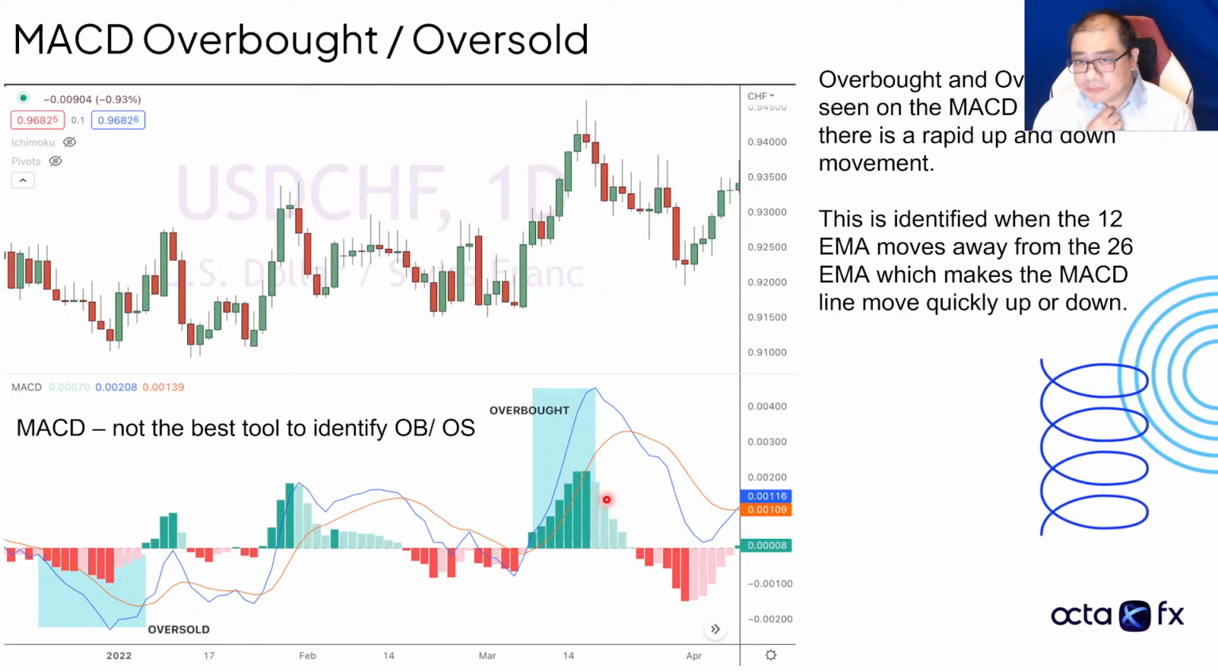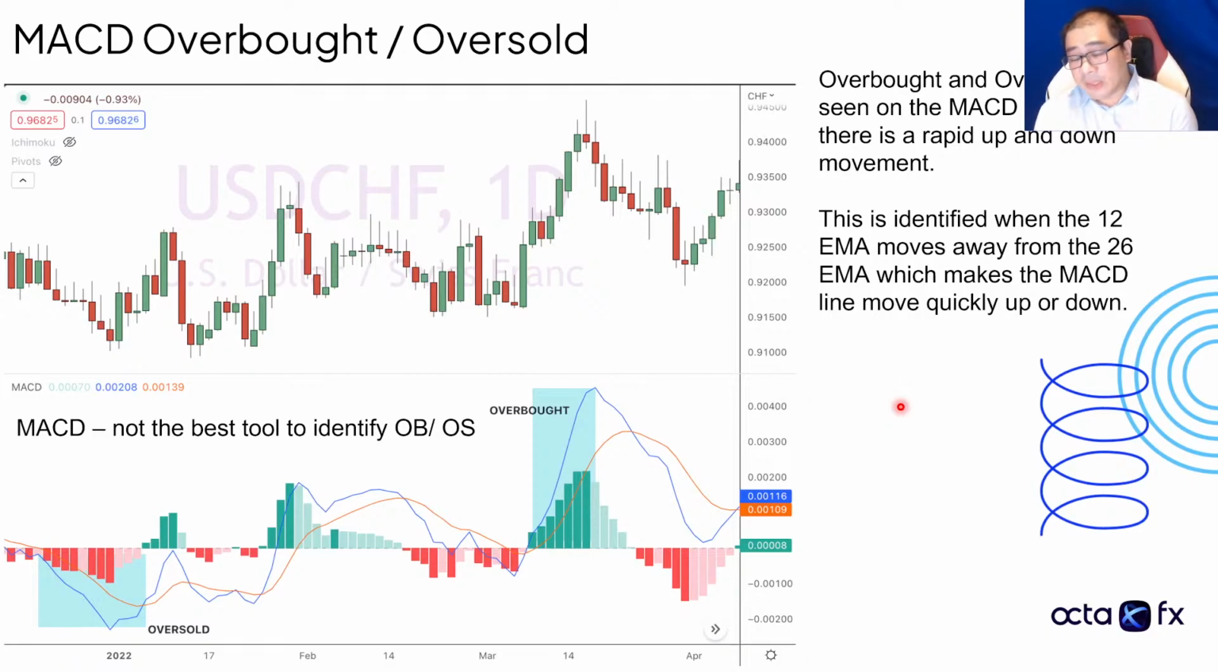Okay, the overbought or oversold condition is identified when the 12 EMA moves very quickly away from the 26. So if you draw the EMA on price and there's a rapid jump up, then you'll know because the MACD line moved very quickly to the upside or to the downside. I'll be honest with you, I don't like this tool. I don't like this indicator as an overbought oversold condition.